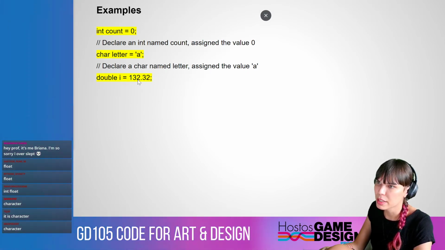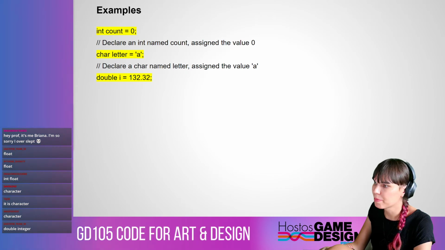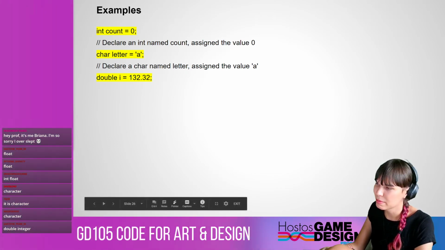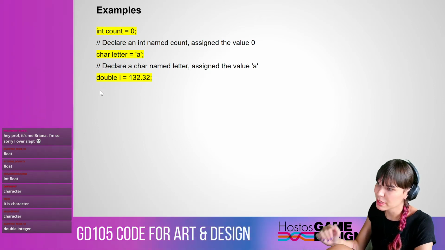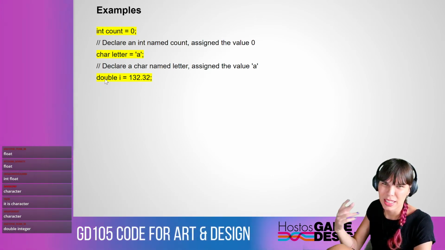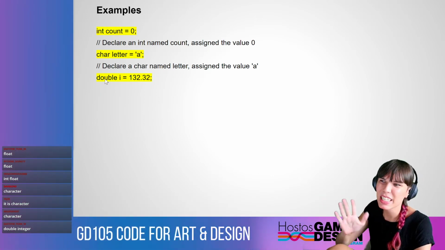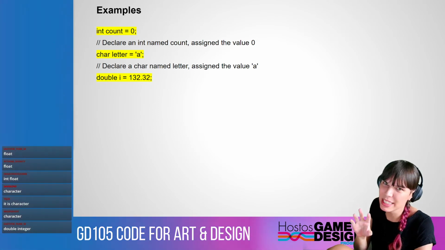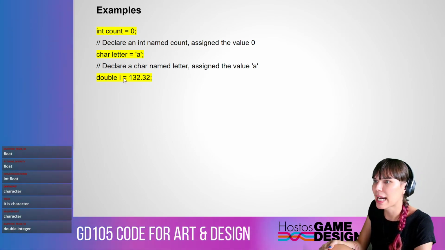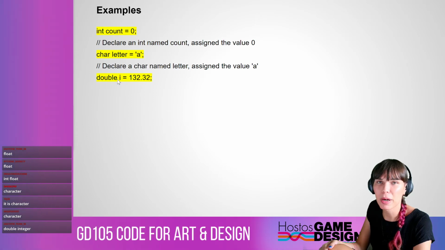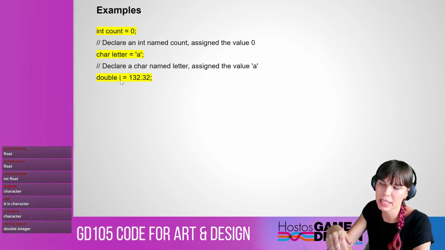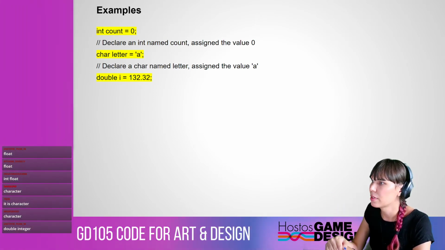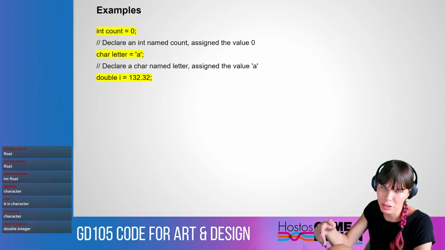So the name that this variable is being given is I. Zaire said double, and that's right. It's a double, which is basically like a float. So it's not actually an integer. The I here is not actually part of the type. It's the name that it's being given. So the type here is double. The name is I, and the value it's being assigned initially is 132.32.